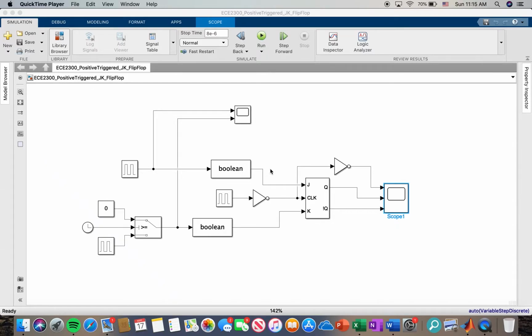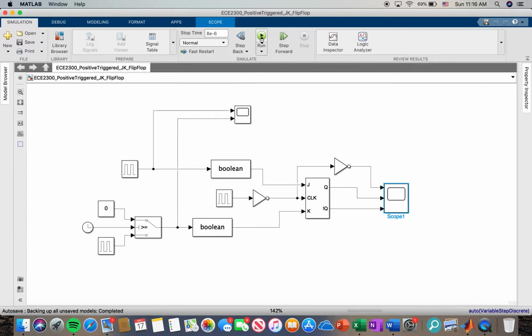Okay, so here we have the positive edge triggered JK flip-flop. If you look at the clock input here, this JK flip-flop is originally negative edge triggered. So you have to input this NOT gate for the clock input to make it positive edge triggered. And then we input another NOT gate here for the scope to read it as a regular clock input.